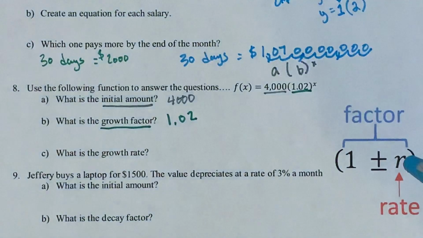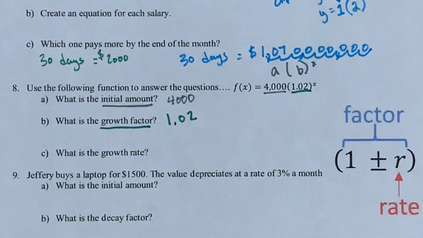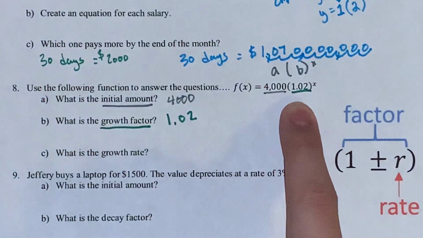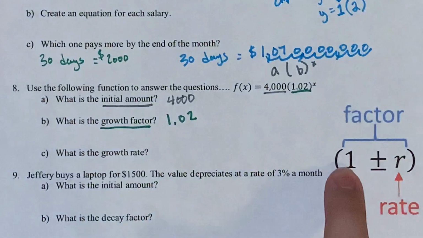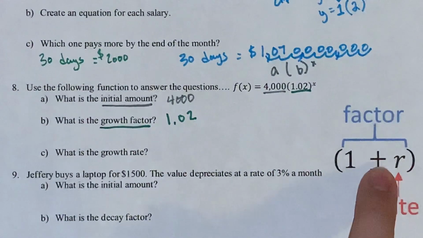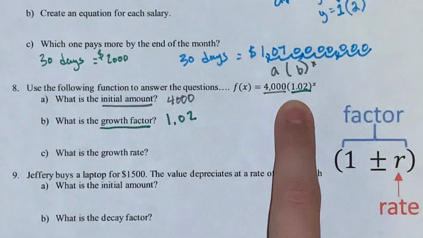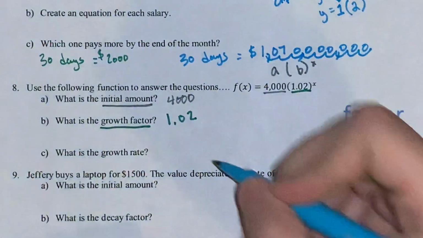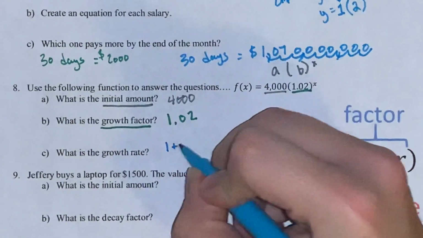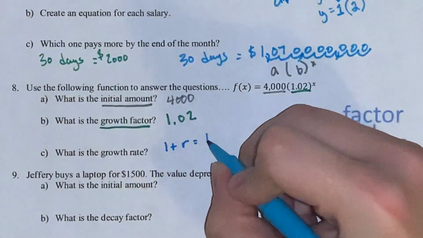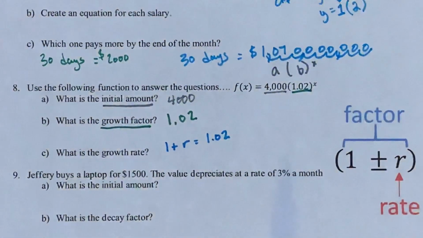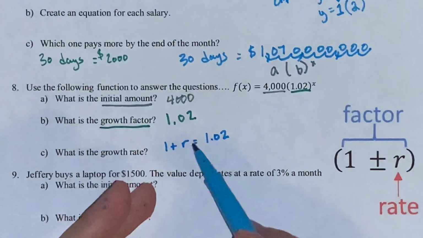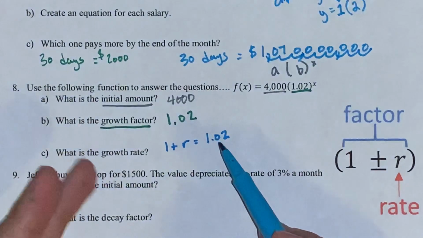The growth rate, so part C, is a little different. It is the R. So in other words, the percentage that you're growing. So to find the rate, you do a little bit of algebra. So I know I'm growing because this is a growth rate. So I know it's 1 plus R. So 1 plus R must equal 1.02. So I'm going to do a little algebra. So 1 plus R equals 1.02. In other words, if it's growth, it's going to be 1 plus R equals your factor.